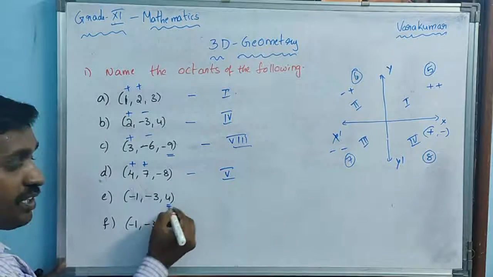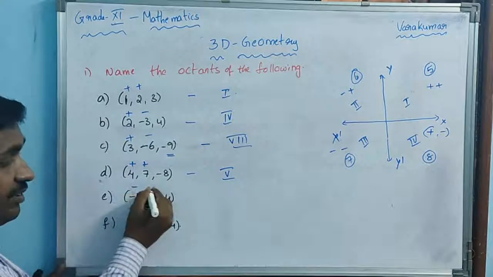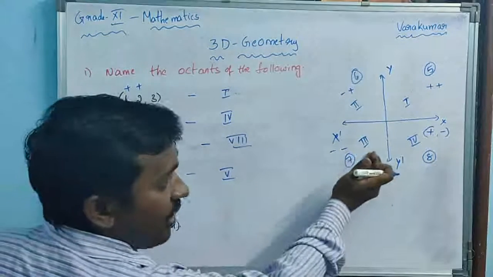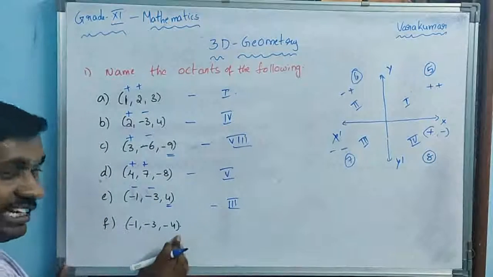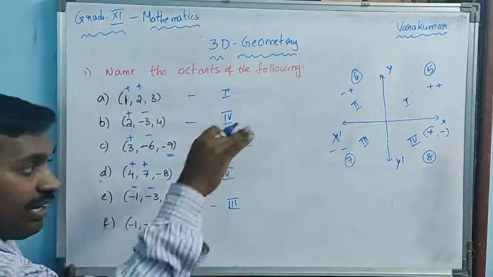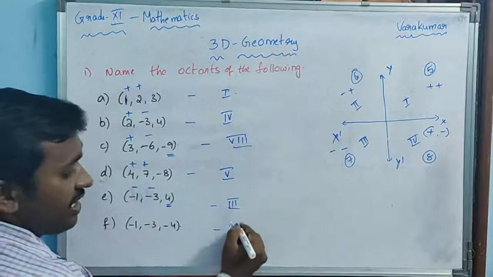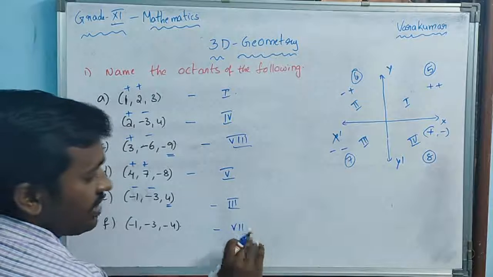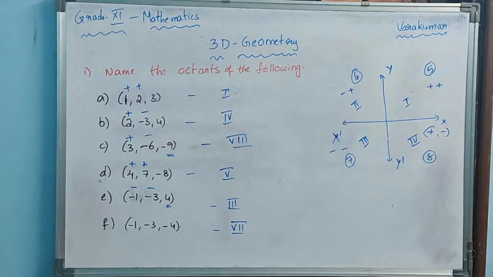Next one, this is positive, so go up, first layer, up layer. Then both are negative, so according to this, 3rd quadrant, and here 3rd octant. Then the Z value is negative, so we have to come down. Both are minus, so we have to go down to the 7th layer. So we can say 7th octant. Like this, we can easily mark all the octants.